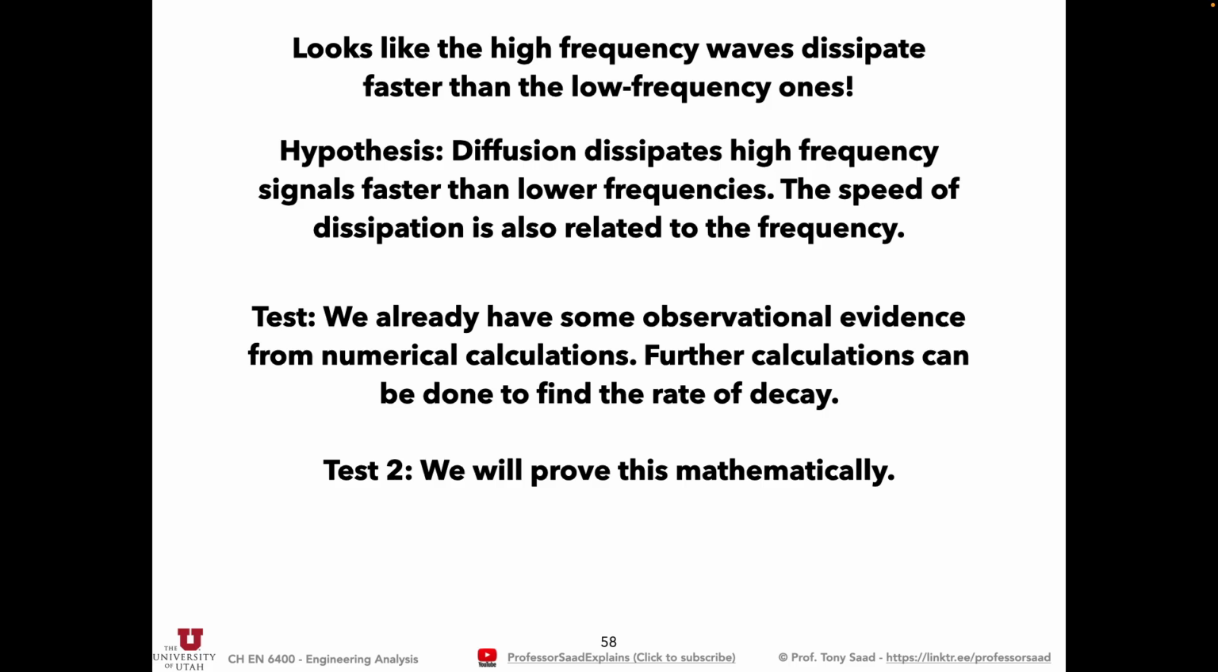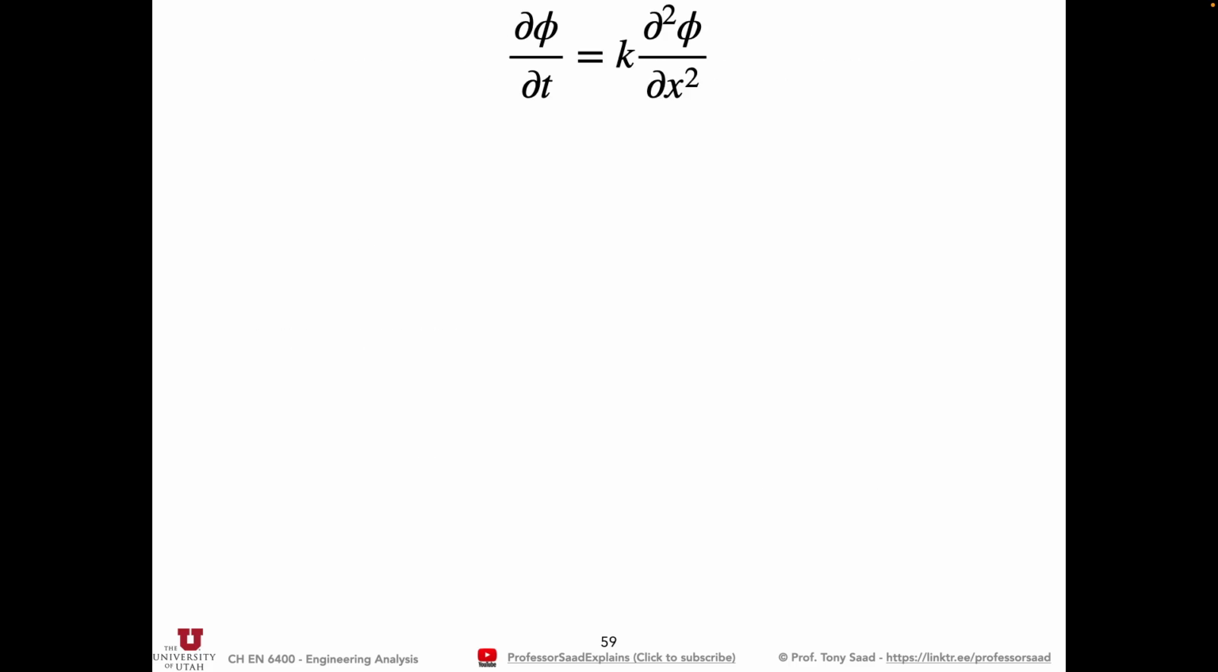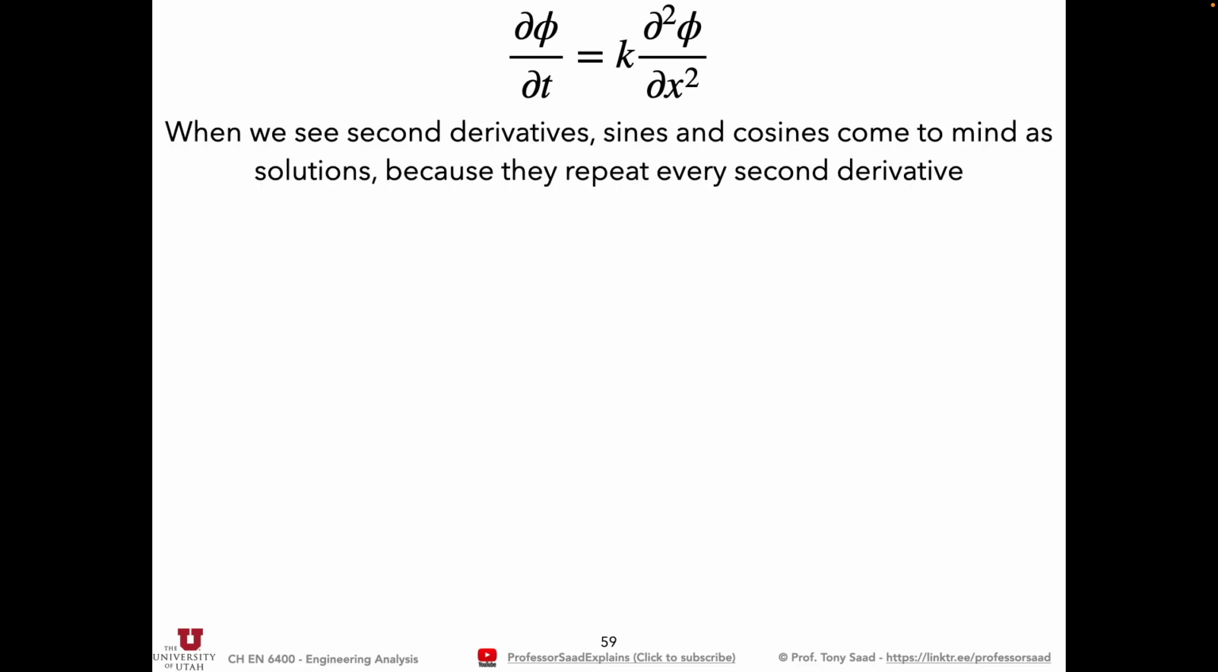So you have a hypothesis. How do we test it? We have some observational evidence from numerical calculations. It's a test, but it's not a proof. For a true proof, you need math. So let's try to prove this mathematically. Thankfully, this is a linear equation, so we can solve it analytically. Whenever you see second derivatives in an ODE or PDE, you immediately think sines and cosines. Why? Because the first derivative of a sine is a cosine, and the second derivative is a sine. So if you start with a sine, the second derivative is going to get you back to a sine.